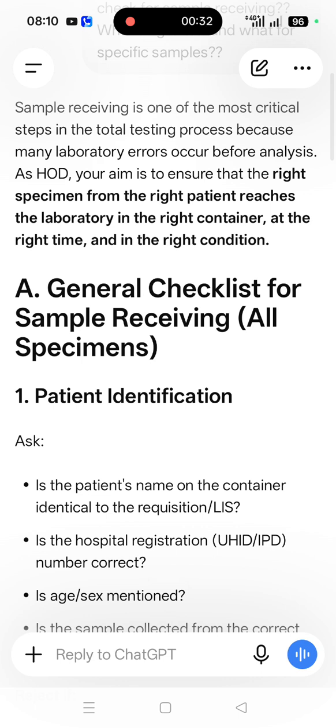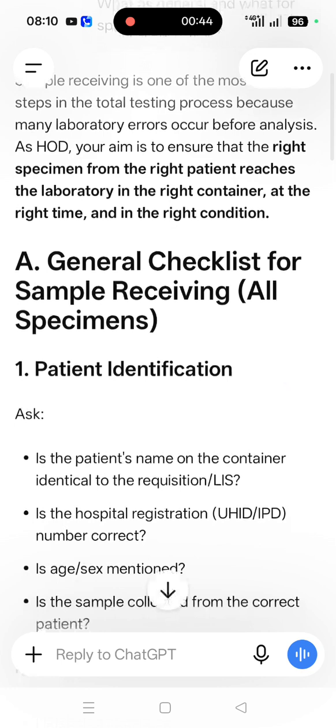So, sample receiving is one of the most critical steps in the total testing process because many laboratory errors occur before analysis. So, if you are head or professor or senior microbiologist, your aim should be to ensure that the right specimen from the right patient reaches the laboratory in the right container at the right time and in the right condition.